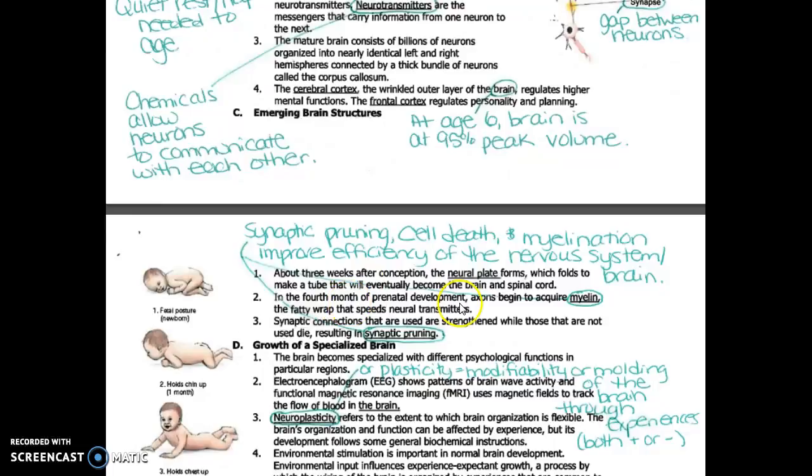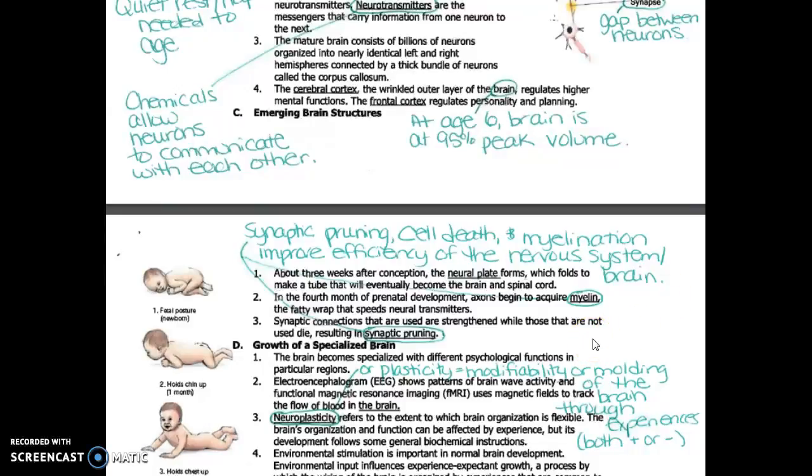In the 4th month of prenatal development, axons begin to acquire myelin. Remember, myelin is that fatty coating that will speed up the messages going through the neuron. And synaptic connections that are used are strengthened, while those that are not usually will die. That's called synaptic pruning. So much is happening in infant brain development. There's myelination, that fatty coating happening on those axons to allow the messages to go really fast. There's synaptic pruning, getting rid of those gaps in between neurons that do not get used.